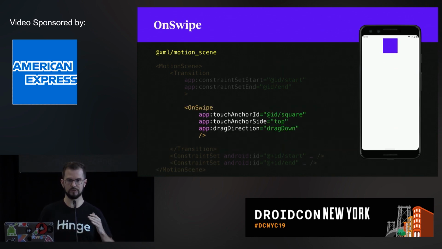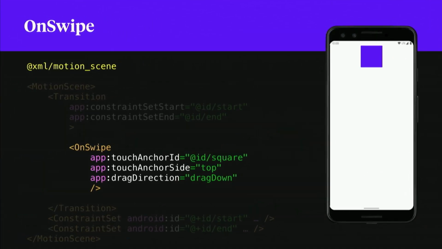So, now we're done with interpolators on clicks. Now we're going to look at onSwipe, the other gesture input, which is a lot more complex and a lot more fun. In this, I'm saying the touch anchor is going to be the square, so when I drag or swipe on the screen, it's rendering the animation relative to the progress of the square moving through the motion scene. The touch anchor side just means which side of the view it's going to calculate the progress from, like the top of it or the bottom.